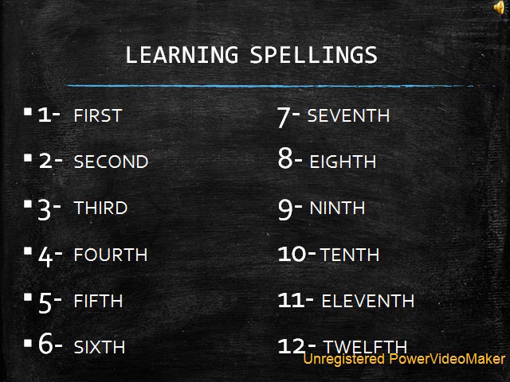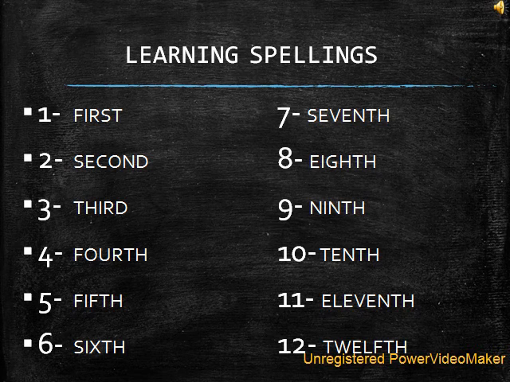E-L-E-V-E-N-T-H. 11th. First you write 11 and then add T-H. 12th. Now here the spelling of 12th is different. It is having F in its spelling, but we will not pronounce it. The F in this spelling is silent. We will not call it as 12th. It is 12th. A small sound is there for F.